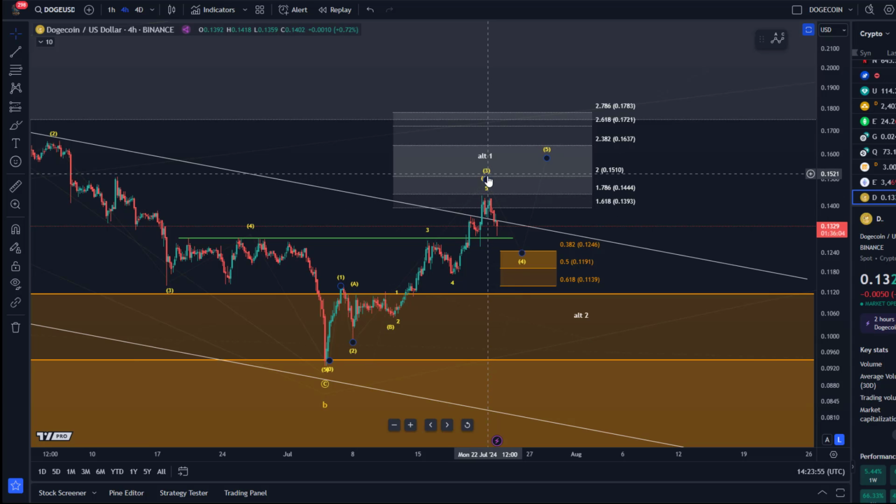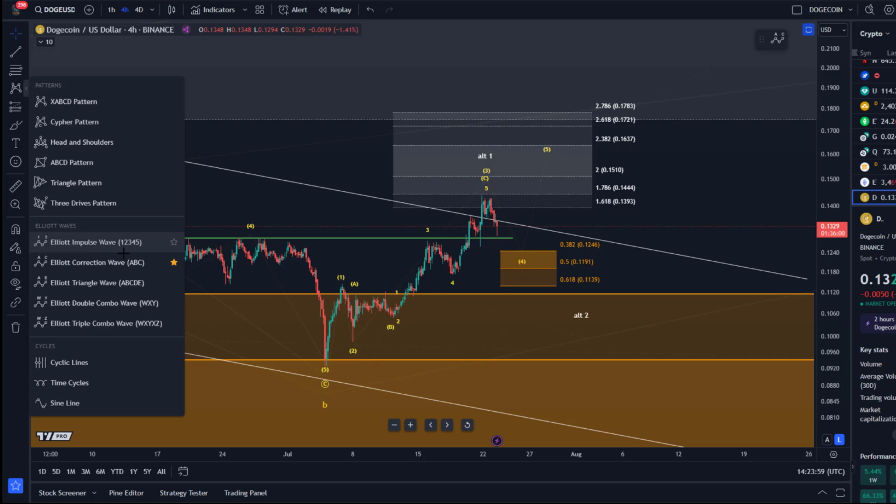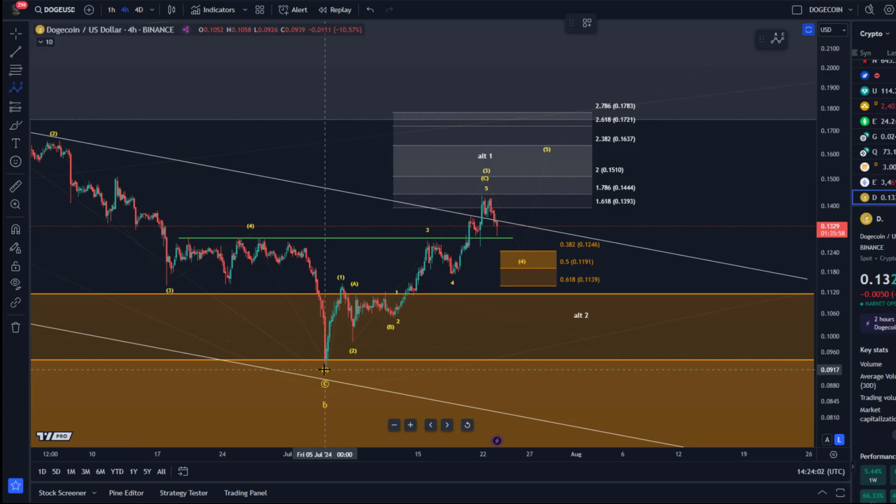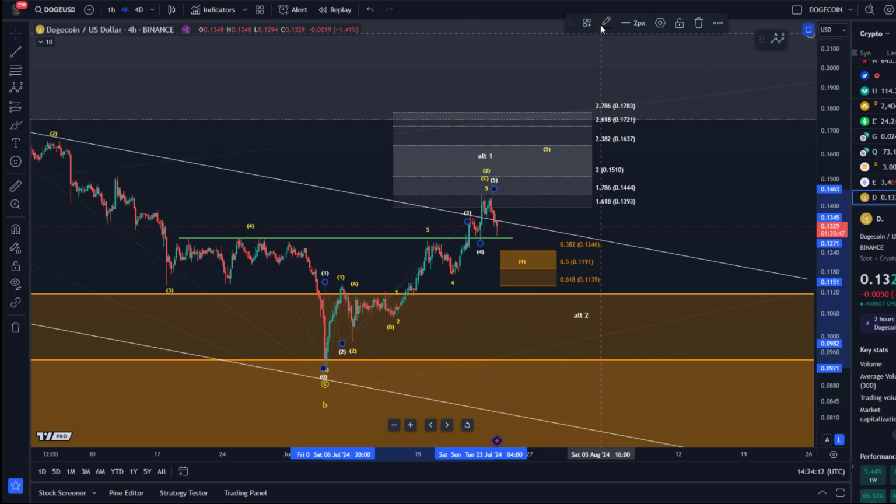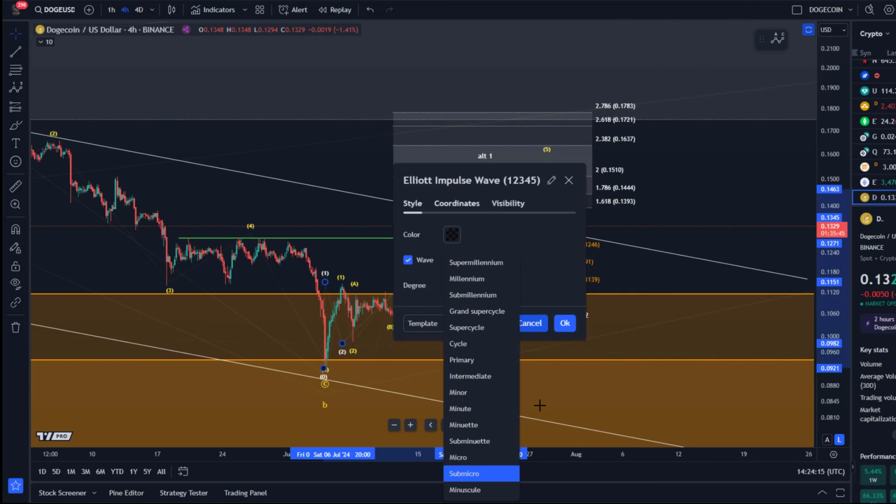Okay, not 5 yet. How can you actually count it as 5? Well, we can add it here in white. I could call it 1, 2, and then 1, 2, 3, 4, 5 in 3, 4, 5. And you see why I don't like this count. Maybe you see it.